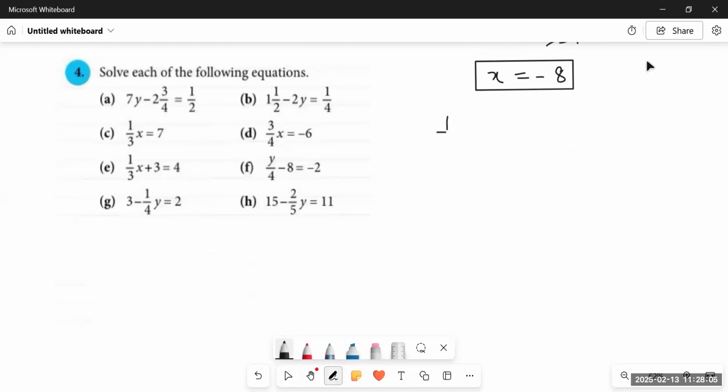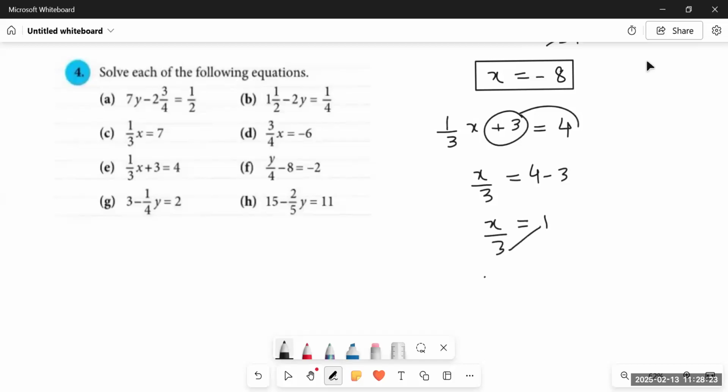Next, we have 1 upon 3x plus 3 is equal to 4. Now we have a whole number constant, so we will shift it to the other side. It would be x upon 3 is equal to 4 minus 3. Then what to do? Solve it. X upon 3 is equal to 1. Then what to do? X is divided by 3, so 3 will go in the numerator. It would be x is equal to 1 multiplied by 3, which is 3. So your answer is 3. That's it.